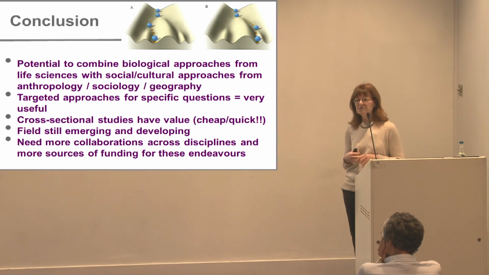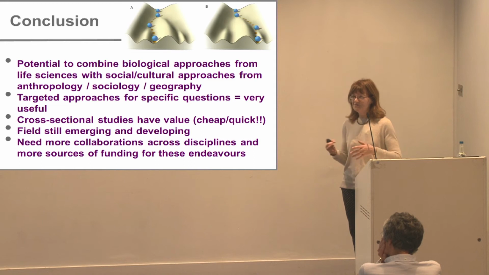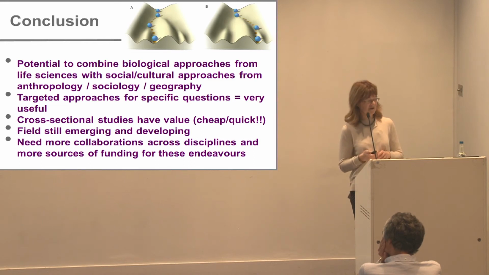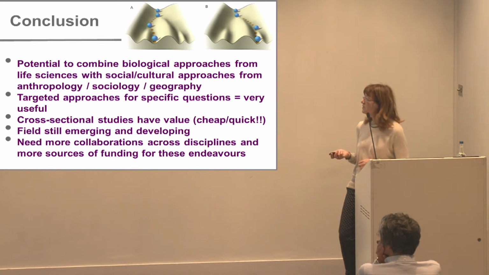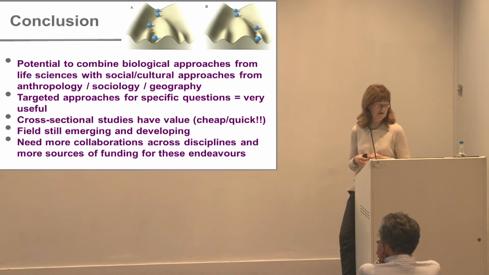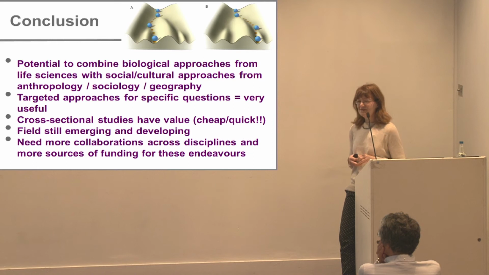There's also value in doing cross-sectional studies, as we've done for the last 12 years. They're cheap, they're quick. I'm not trying to diss longitudinal studies, of course not, but there's a place for cross-sectional ones too. We need to remember, though, the field is still emerging and developing, but we definitely need more collaborations across social sciences and biology, and more money for these endeavors.